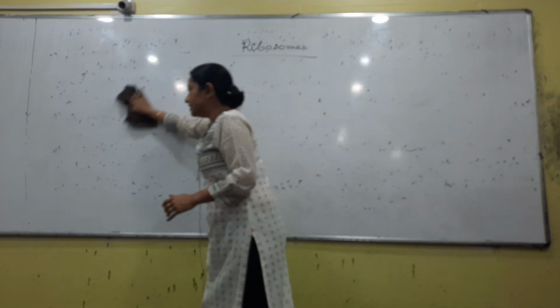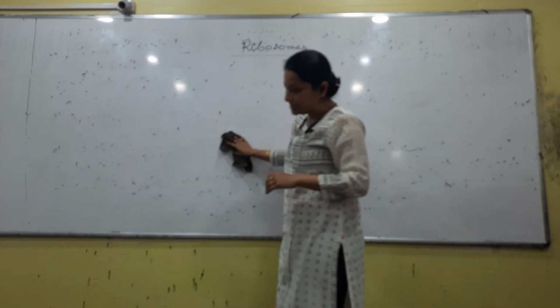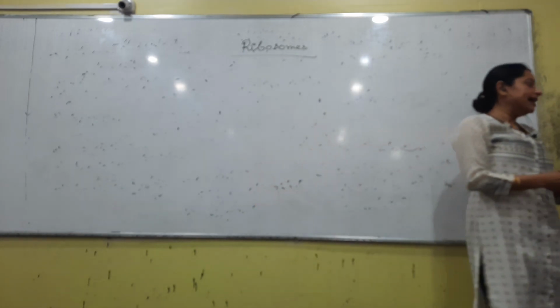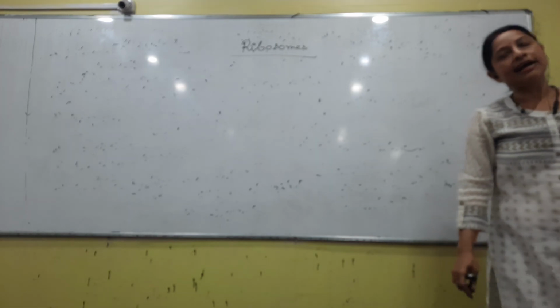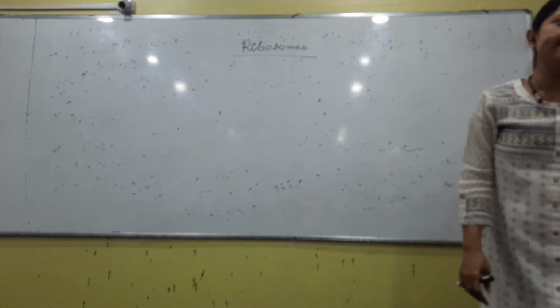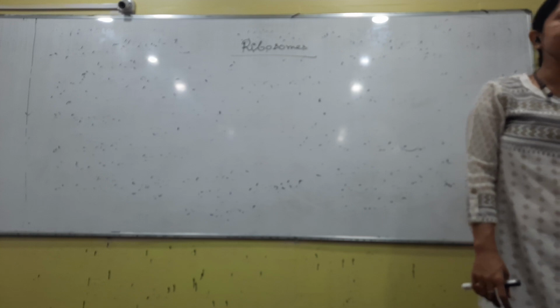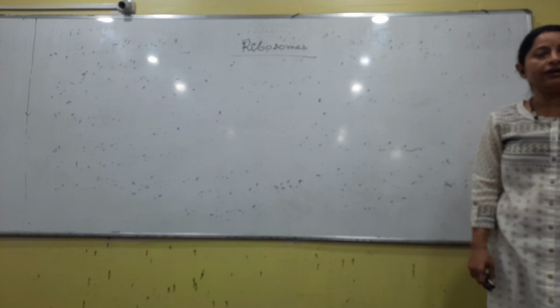Okay. Another point is, since we are talking about 70S and 80S types of ribosomes, what does S mean? It is called either a sedimentation coefficient or a Svedberg's unit. Why is it called a Svedberg's unit? Because Svedberg was the one who discovered it. Why is it called a sedimentation unit?